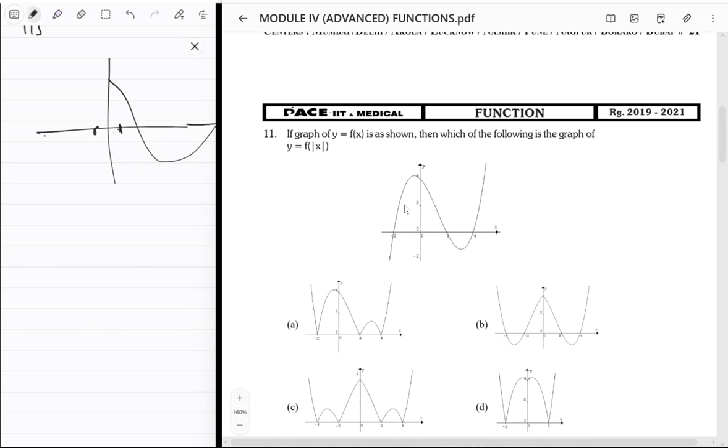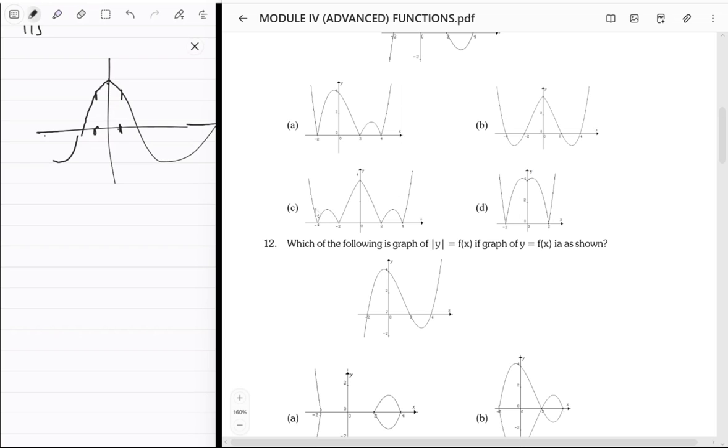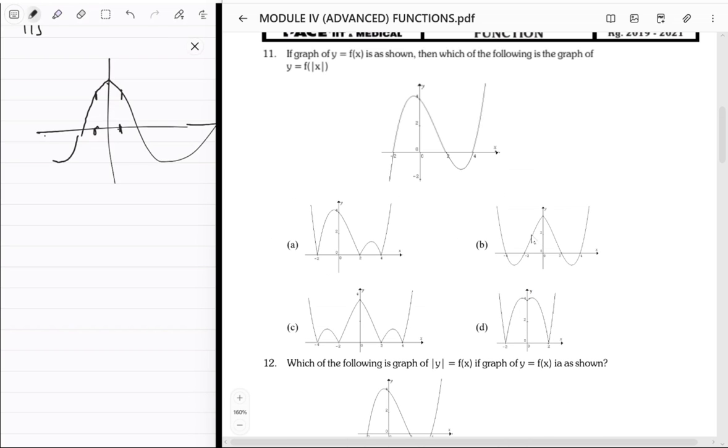These two have the same mod of x values, which means they have the same f of mod of x values. So whatever happens over here, the same thing should happen over here, for all the points. So what does that mean? Just copy this graph. Which is option C, I guess. Wait, oh no, that's actually, this is still allowed. Yeah, B is the option.